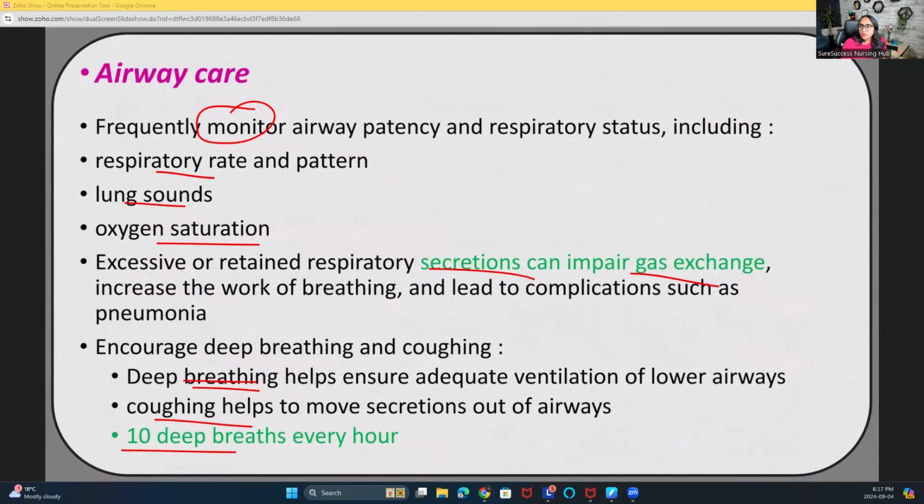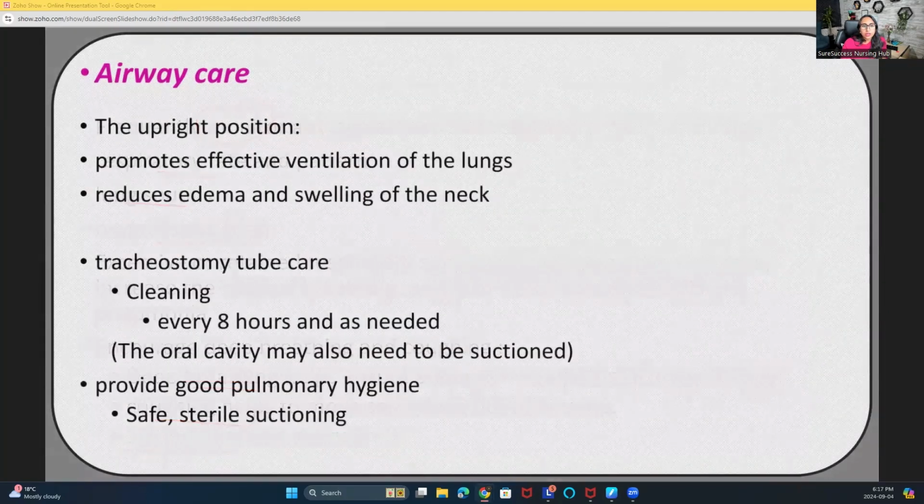Airway care. Upright position: the best position for any lung disease is sitting upright. Upright, semi-Fowler, Fowler position is good. It helps to ventilate the lungs and reduce the edema and swelling.